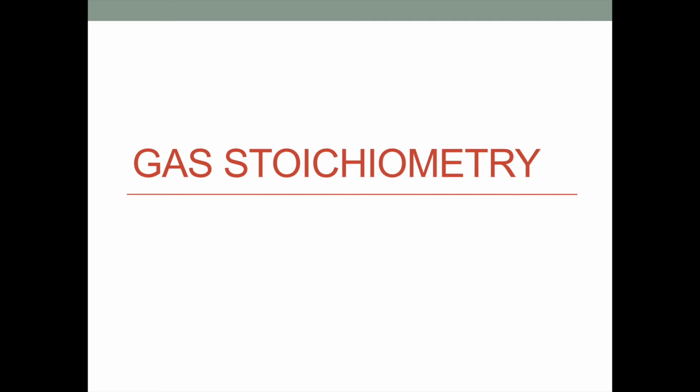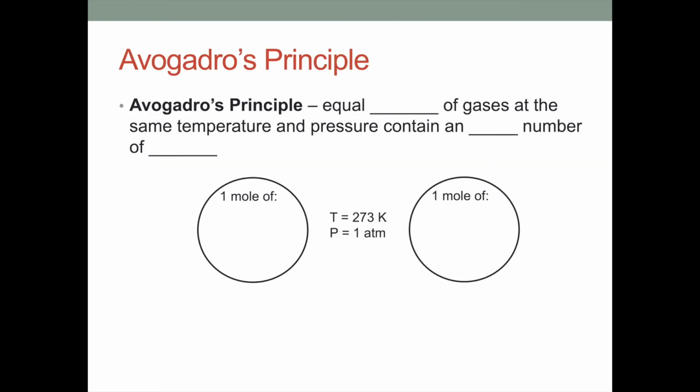In this video we're going to be discussing gas stoichiometry. So, Avogadro's principle. This is the same Avogadro that came up with our value for 1 mole, 6.02 times 10 to the 23rd. He also dealt with certain characteristics of gases.